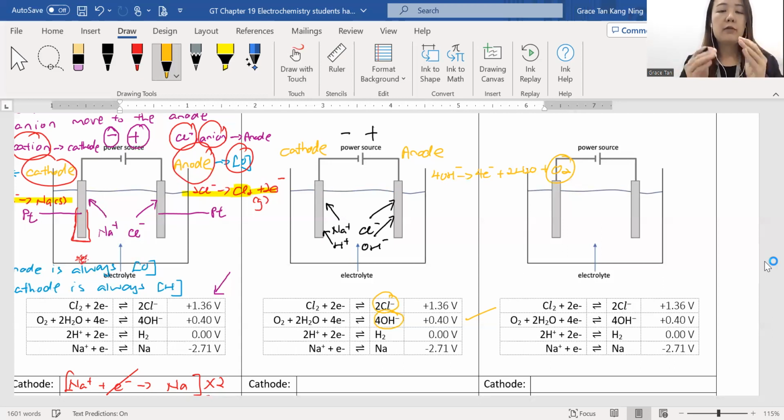Now you have 2 cations, sodium ions and H plus ions. The principle here is for cation, we will pick the more positive E value. So we want to look at H plus and Na plus. We will pick the more positive, which is 0.00, compared to a negative 2.71. So the more positive ion, which is H plus, will be discharged at the cathode.